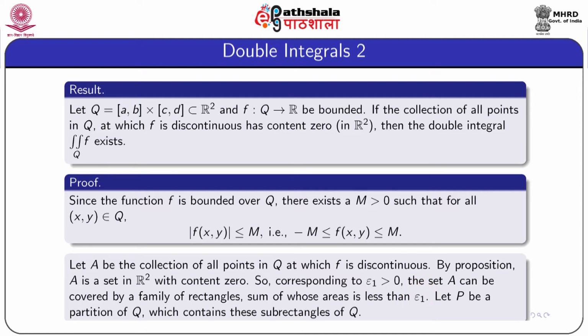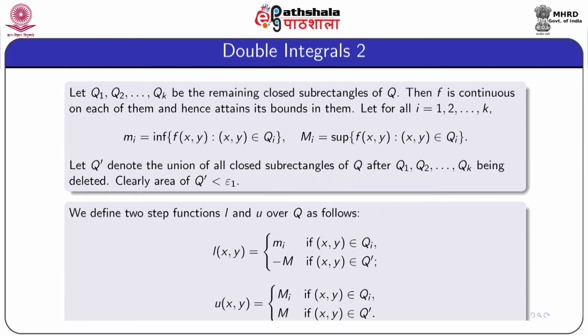Let P be a partition of Q which contains these subrectangles of Q. Let Q1, Q2, ..., Qk be the remaining closed subrectangles of Q. Then f is continuous on each of them and hence attains its bounds in them. Let for every i from 1 to k, small mi and capital Mi denote the infimum and supremum of f(x, y) when (x, y) is in Qi. Let Q' denote the union of all closed subrectangles of Q after Q1, Q2, ..., Qk being deleted. Clearly, area of Q' is less than epsilon 1.